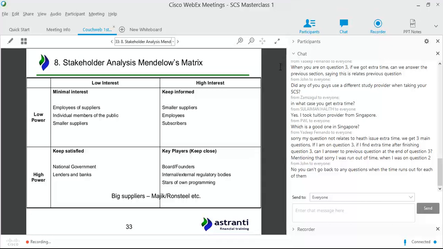And so we use Mendelow's matrix, which separates our stakeholders out into 4 different groups that are defined by how interested they are in what we are doing and how much power they have to affect what we are doing. So obviously in the top left-hand corner, we have our minimal interest. This is people and individuals with no real power or real interest. So it would be employees of suppliers, or individual members of the public, people who don't use our services. They're not going to care what CouchWeb is doing.